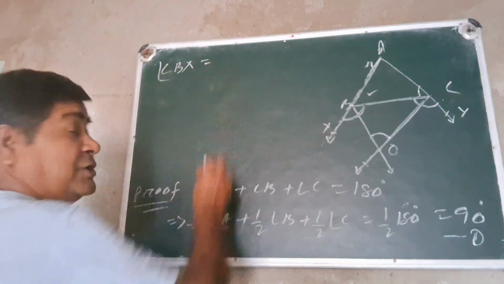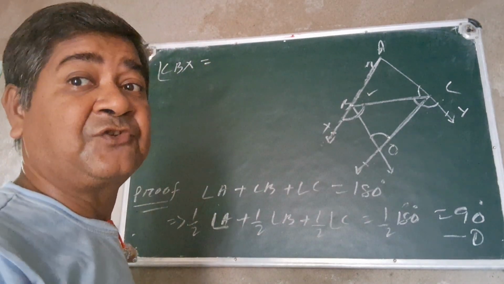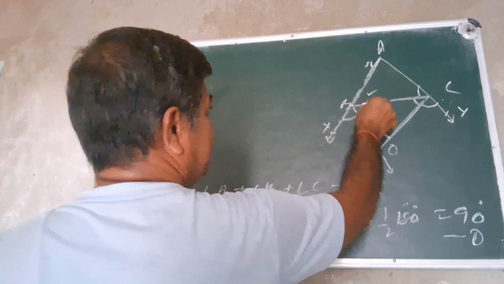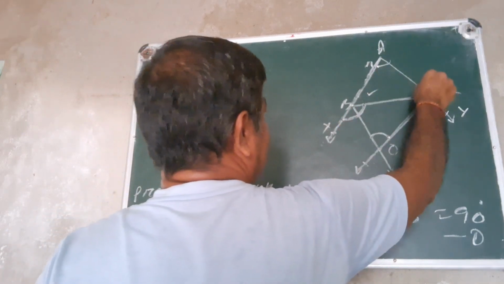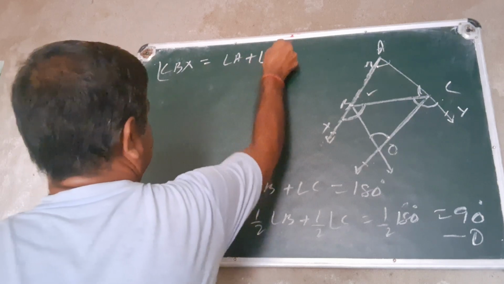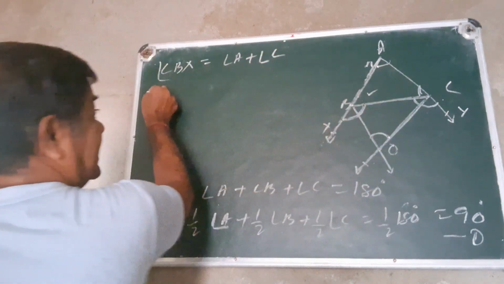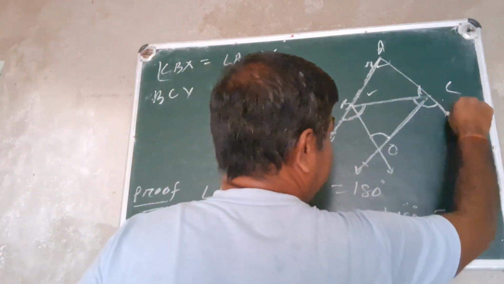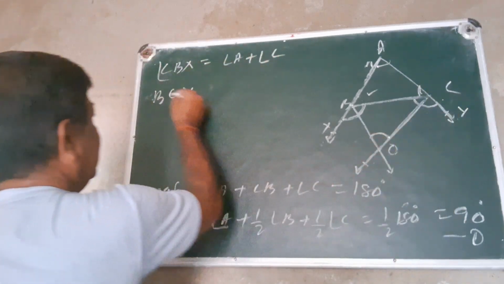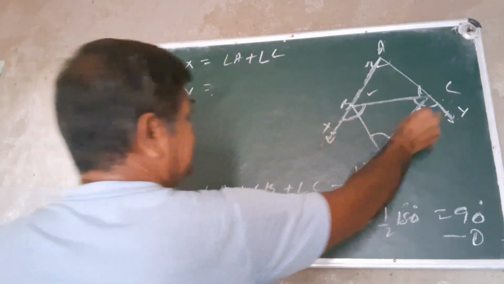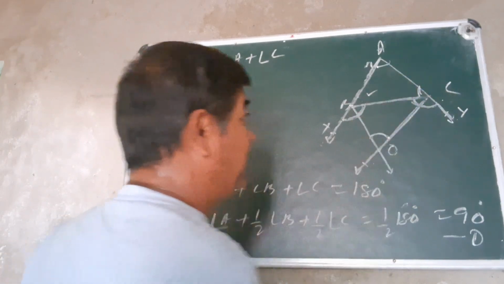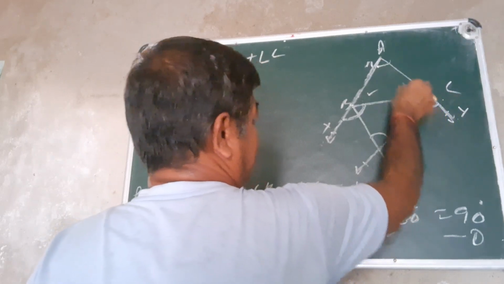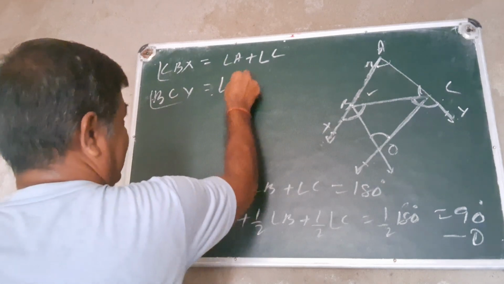CBX. We know that an exterior angle is the sum of two interior opposite angles. That means this angle is the sum of angle A plus angle C. Similarly, another exterior angle BCY is the sum of two interior opposite angles. Its opposite angles are angle A plus angle B.